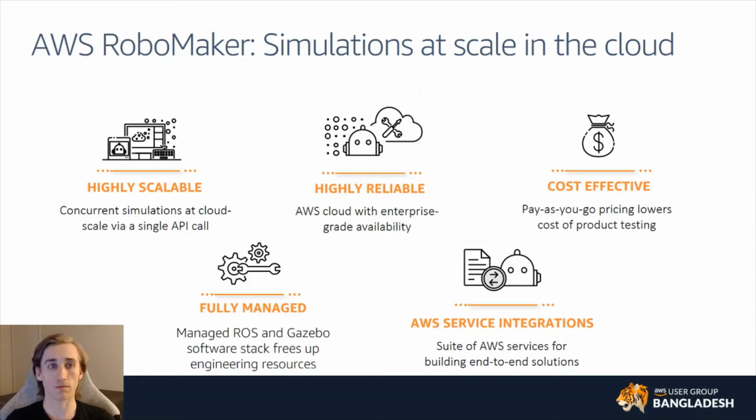And so with RoboMaker, like all other AWS services, it's pay as you go. And so you're only really paying for when you're running a simulation. And then another benefit there is it being part of the AWS ecosystem. You get all the benefits of CloudWatch metrics, direct service integrations with things like CodePipeline that just make it easier to develop and iterate faster.